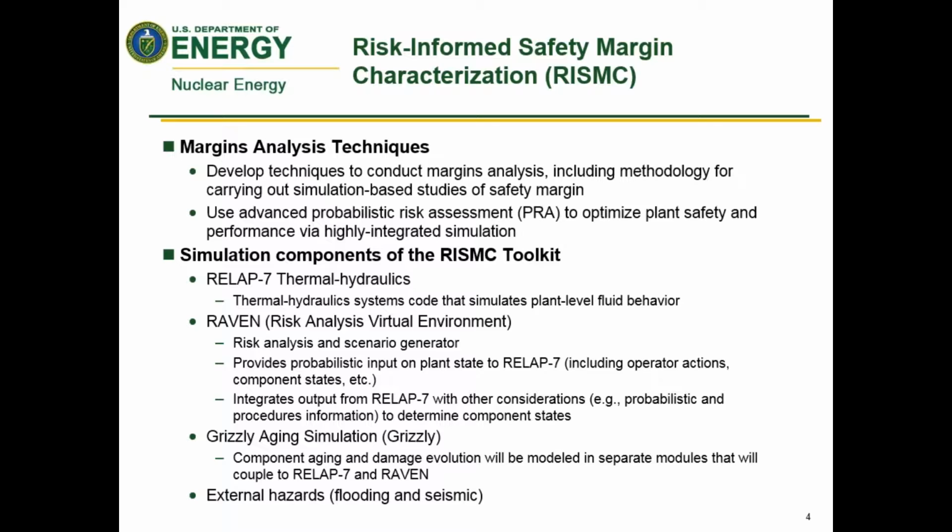So we have tools that help us do the simulations, plant simulations that can better quantify safety margin. Some of the tools we're talking about are the RELAP 7 thermal hydraulics code, Raven, which drives the simulation and controls the simulation environment. Grizzly is a materials aging code, and it's focused right now on two particular areas: reactor pressure vessel metal degradation and concrete degradation. And then we also have some tools related to external hazards, flooding and seismic analysis tools.